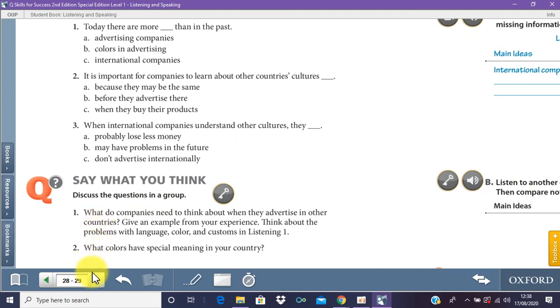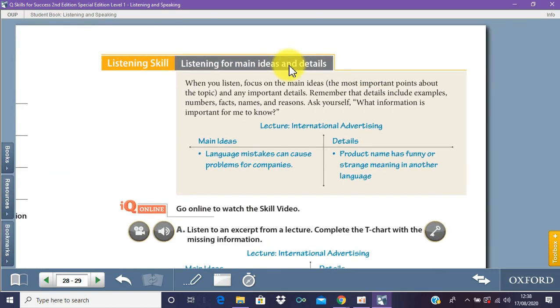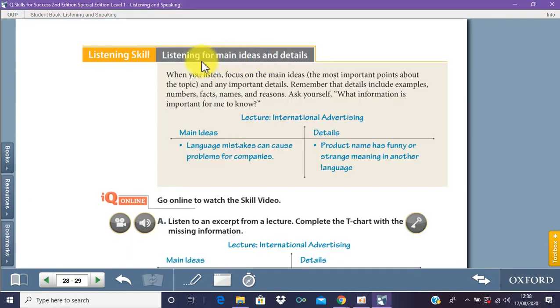Once you finish this, go on to page number 29, okay? On page 29, we're going to talk about the listening skill. Listening skill on the top here, okay? Now the listening skill on here is listening for main ideas and details. When you listen, focus on the main idea, the most important point about the topic, and important details. Remember that the details include examples such as numbers, facts, names, and reasons. Ask yourself, what information is important for me to know, okay?